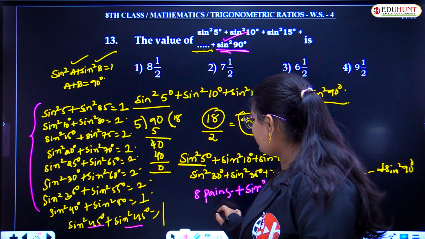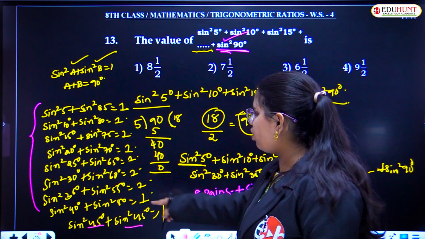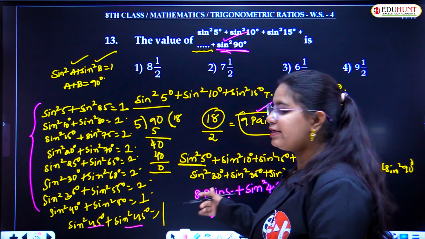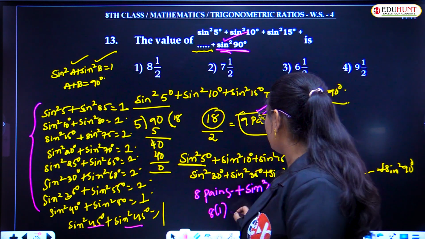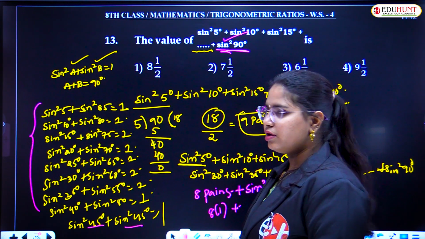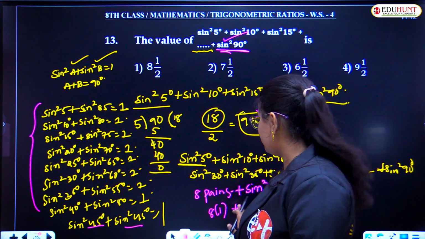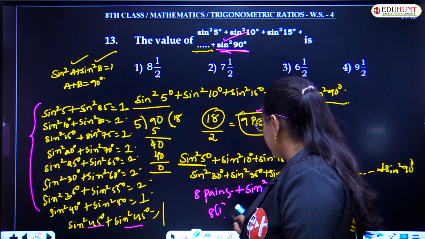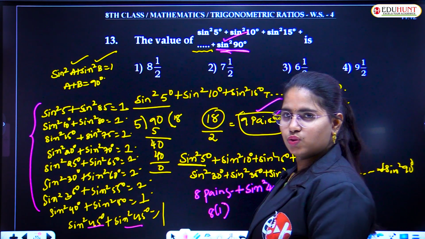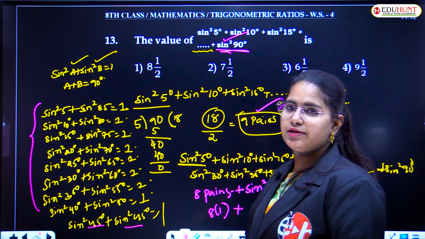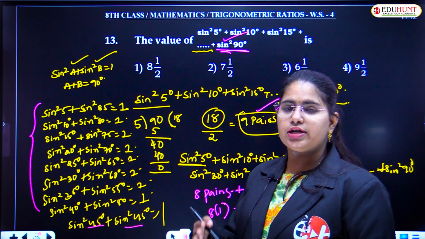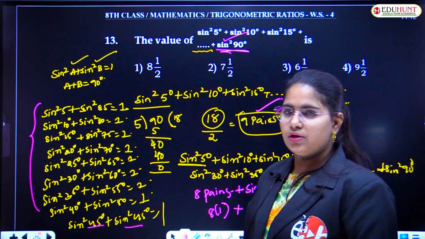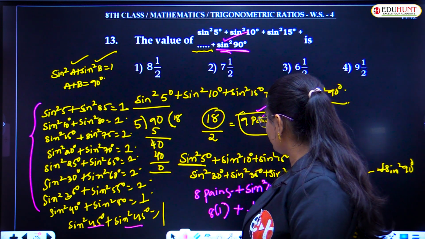Understood? So 8 pairs means 8 into 1. All are 1s, right? 8 into 1. Okay. Next, 8 into 1, just a minute, this I need to erase. Did you understand? 8 into 1. Next, what is the value of sine 45 degree? It's 1 by root 2, everybody is familiar. So 1 by root 2 whole square is 1 by 2.